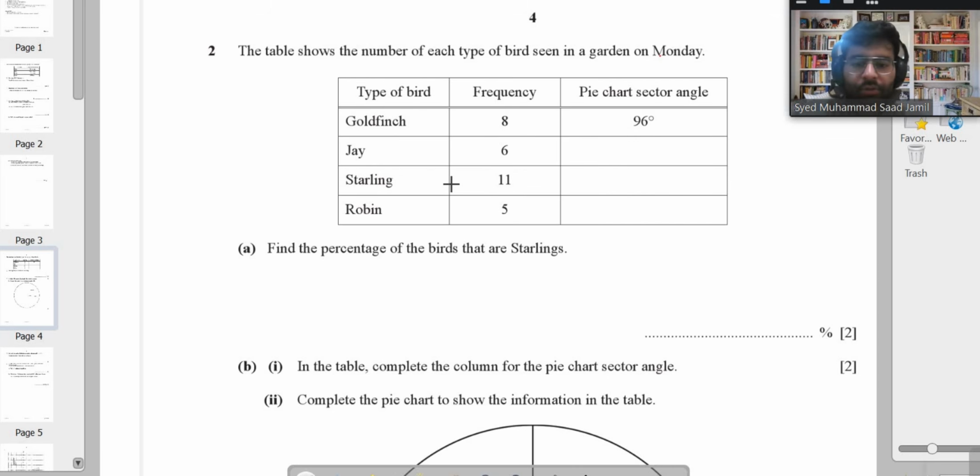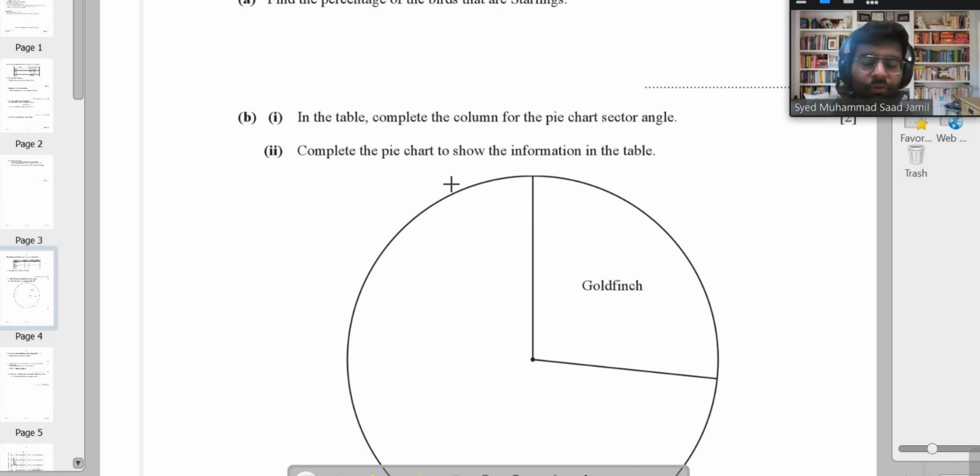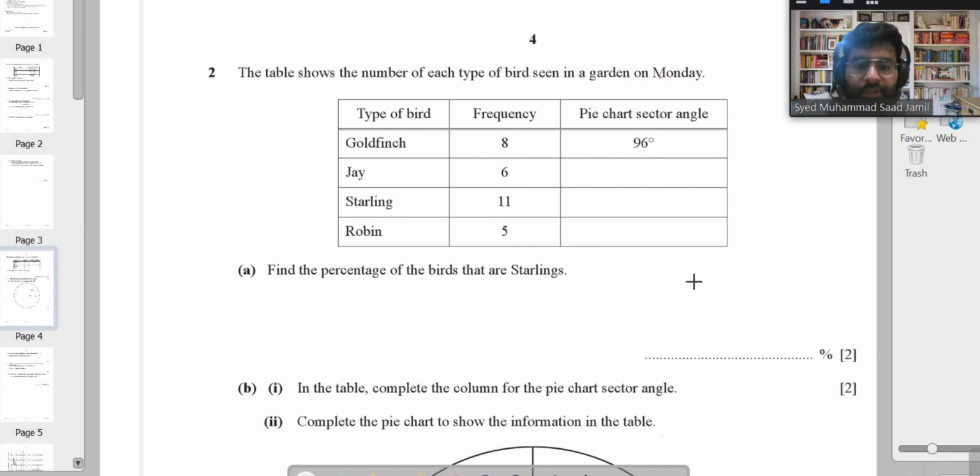Now guys, in order to do this question, I have opened a new software. So we have to complete the pie chart to show this information. For this, we need a compass or protractor. I don't know what we call it, but I'll show you what I mean. So we have to represent the information over here. So how do we do that?